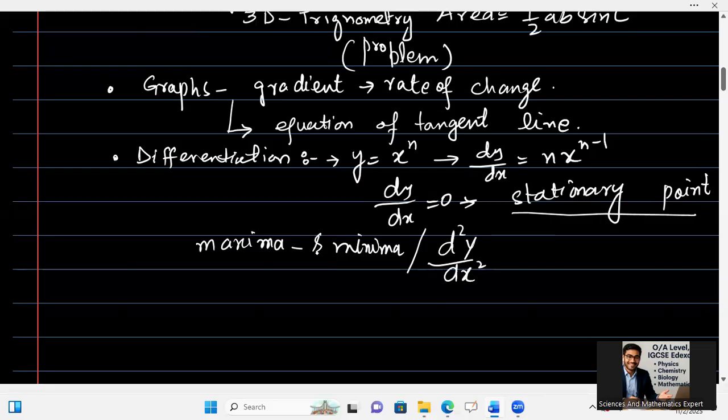If your value is greater than 0, then it will be minima. And if your value is less than 0, then it will be maxima. That will be related to differentiation.